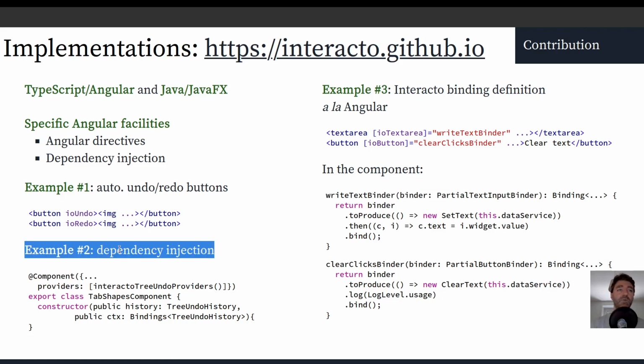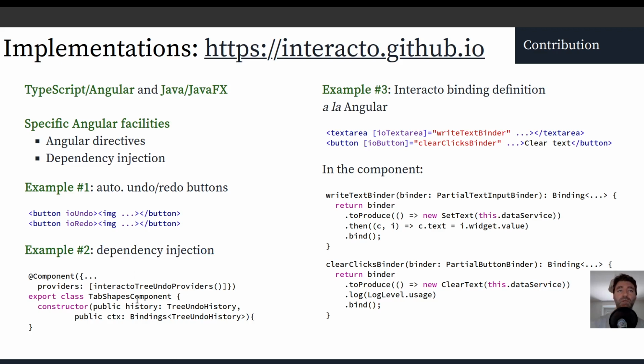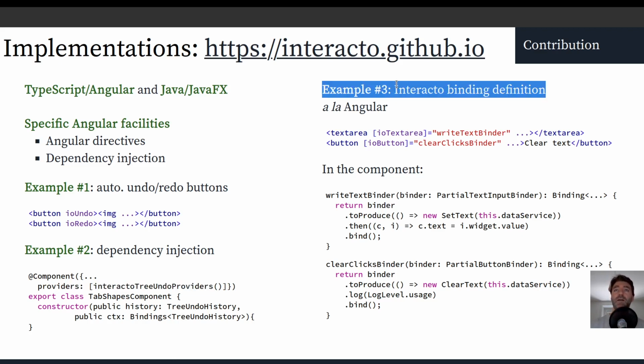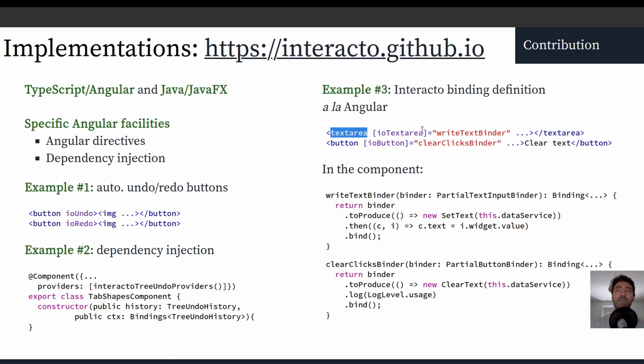In the second example, we rely on the Angular dependency injection for injecting in components the ongoing undo-redo histories, Interacto context, and developers can select the undo-redo algorithm they want. And in this example, in the HTML file, developer can select the user interaction they want to then specify the method to be called to end the configuration of the binding.